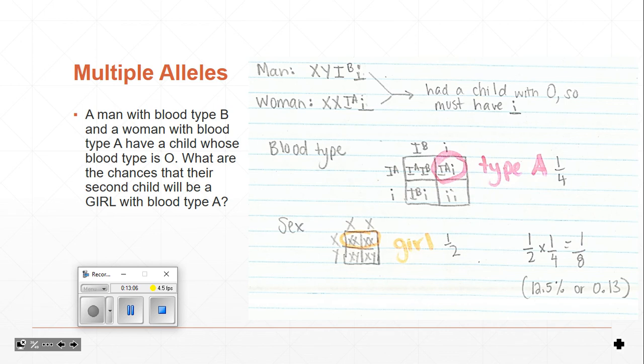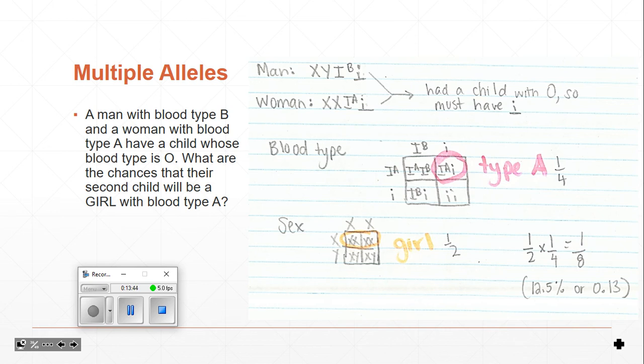When you have traits that are on different chromosomes, and it'll tell you in the question if something is sex-linked, so that's not something you have to memorize or guess. But blood type is not a sex-linked trait. It's not attached to the X or Y chromosomes. So when you have two traits that are on different chromosomes, you can do two tiny Punnett squares and combine them. That's actually my preferred way for doing Punnett squares when I have more than one trait that I'm considering.